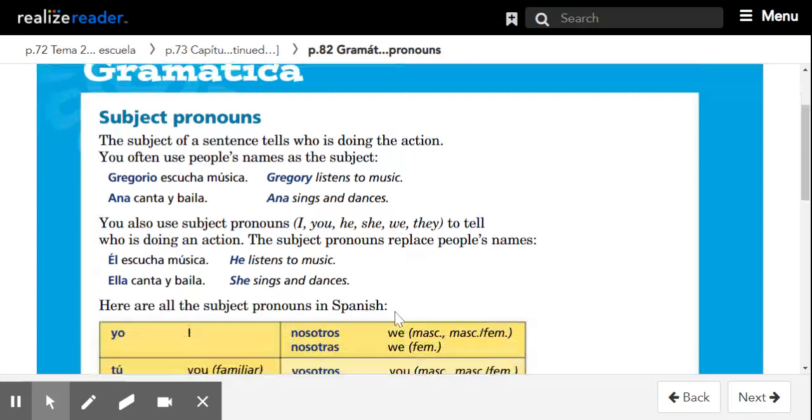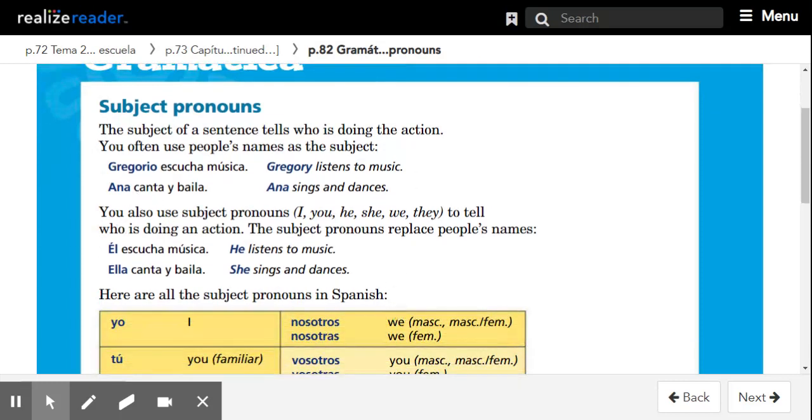an action. The subject pronoun replaces the people's names. So the pronouns replace the names of the people doing the action. Instead of saying Gregorio escucha música, you might say él escucha música. And you said he instead of Gregorio. He listens to music. Ana canta y baila. Ella canta y baila. It becomes she sings and dances instead of Ana sings and dances. You replace Ana's name with a pronoun.